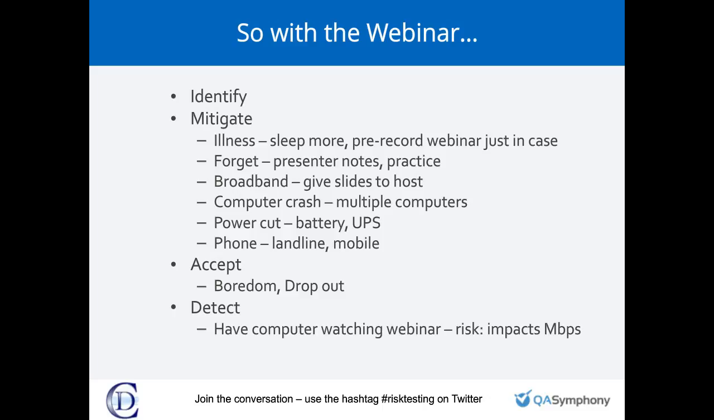I could have attempted to detect some of the risks. Right? I could have another computer watching the webinar. But then every process we add into the process we do adds additional risk. If I try and detect whether we're going to drop the webinar, that might impact my internet connection with the megabits per second and impact the webinar that we're doing. So, like beliefs, we build on top of each other. Like risks, there are risks associated with the mitigation we do or the detection we do. Everything has risk associated with it.